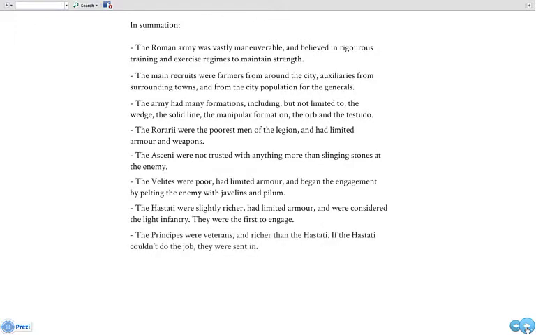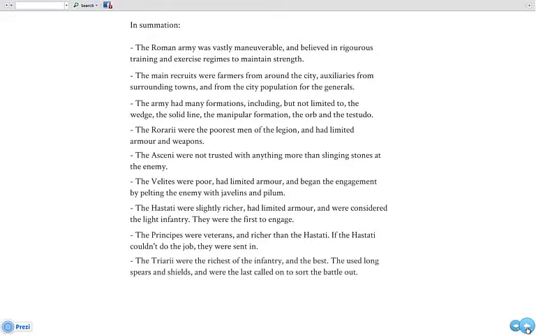The Principes were veterans and richer than the Hastati. If the Hastati couldn't do the job, they were sent in. The Triarii were the richest of the infantry and the best. They used long spears and shields and were last called on to sort the battle out. And finally, the equites, the cavalry of the legions, were mainly used in flanking the enemy.